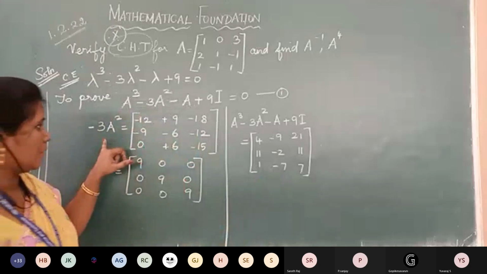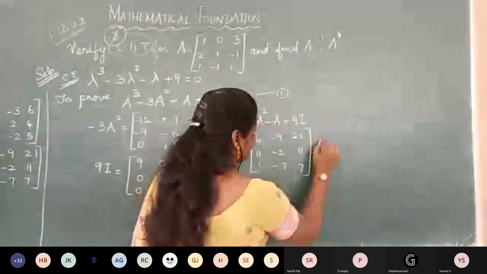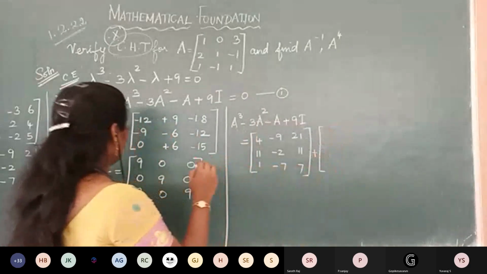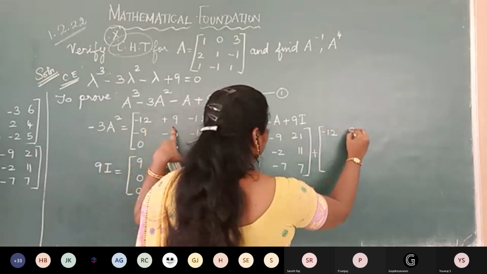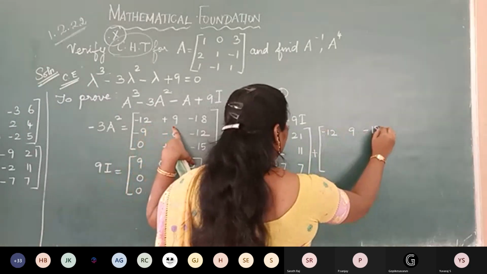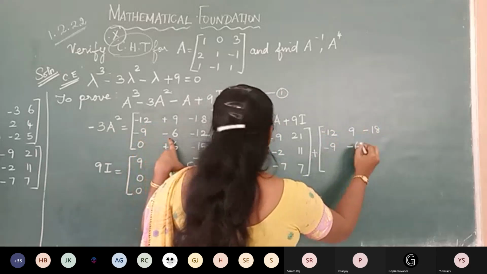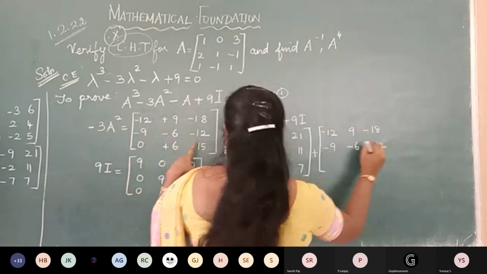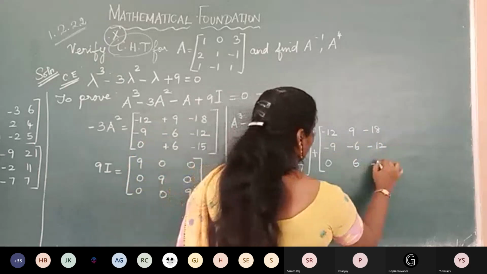Then minus 3A square. So since I have multiplied with minus, here I can put plus. Okay, plus your values are minus 12, 9, minus 18, minus 9, minus 6, minus 12, 0, 6, and minus 15.